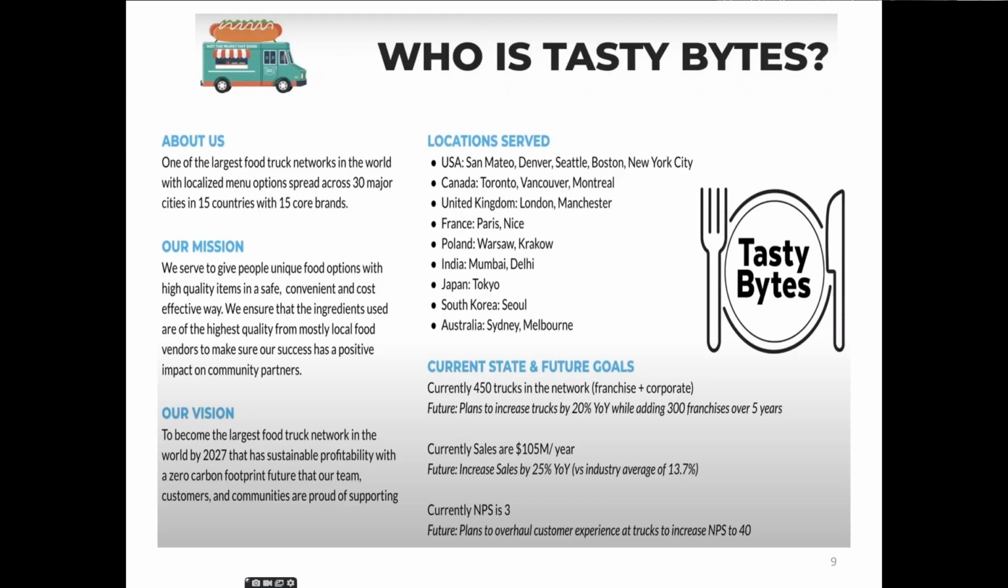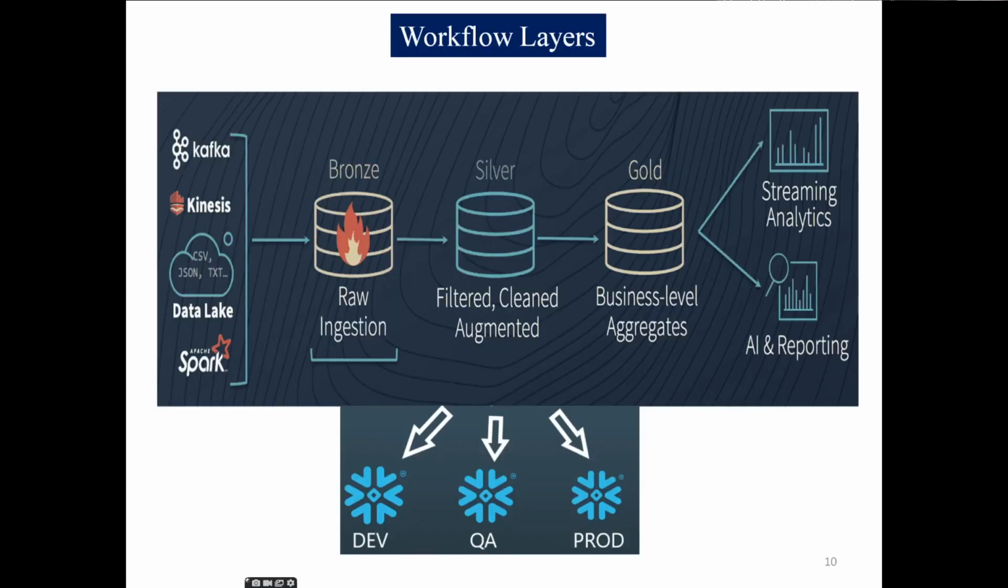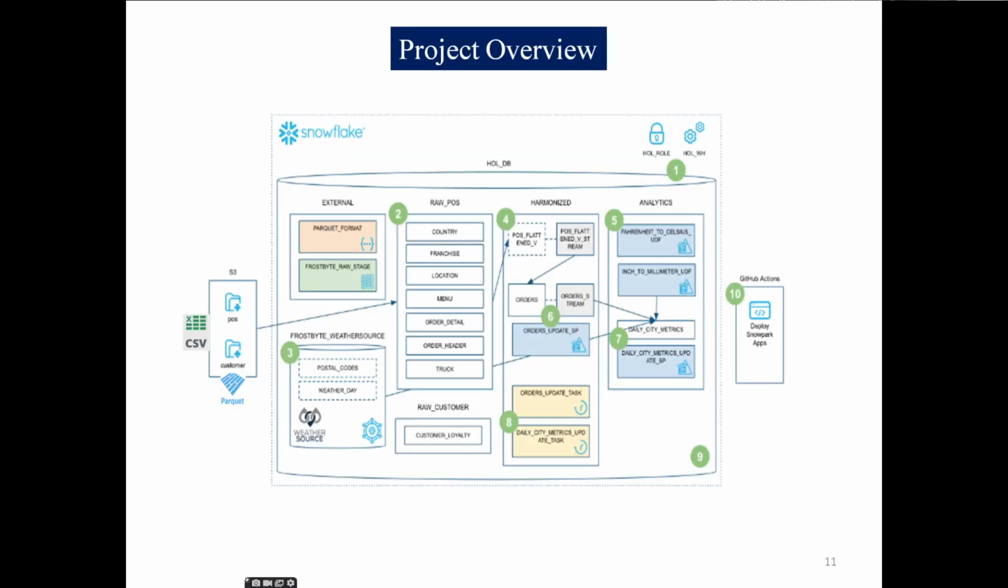The dataset belongs to this company, Tasty Bytes. So the workflow is as follows. We have a bronze layer for raw ingestion. We have a silver layer for data cleansing, data quality and integration of all business rules to transform the data. And we have the gold layer for the business-level aggregates to have data ready to use for streaming, analytics, or AI reporting. We have also many types of environments to deploy the code from dev to QA and to production.